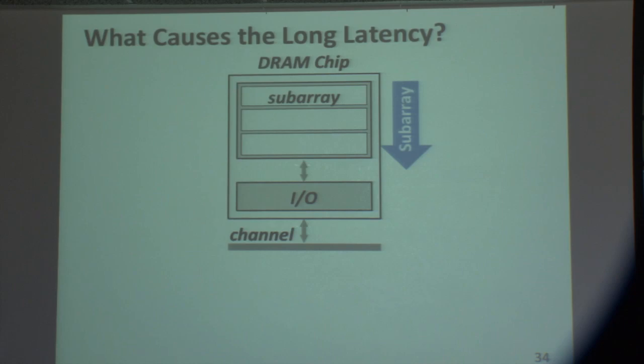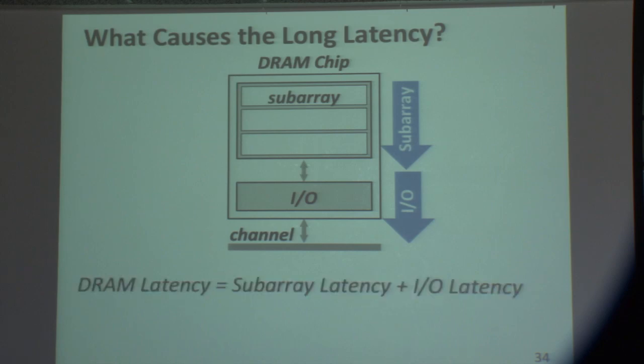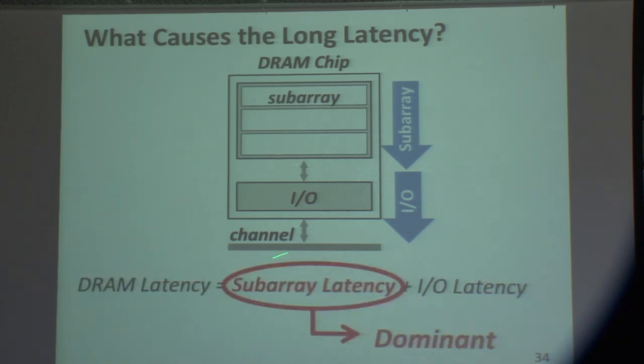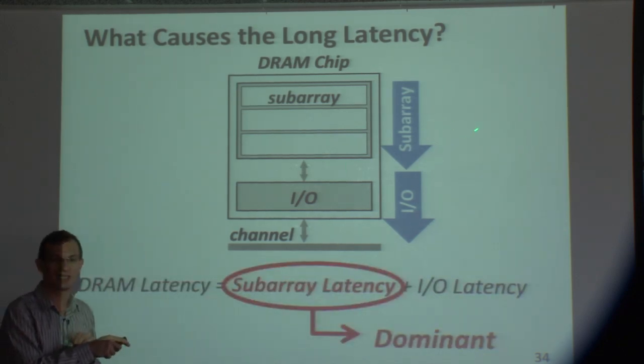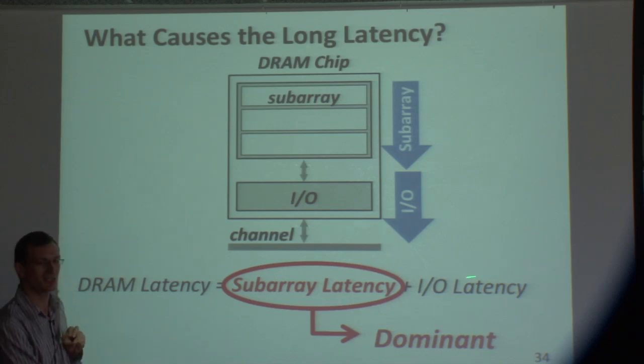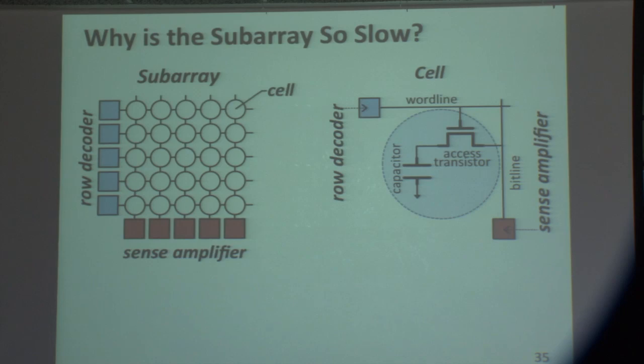And you can abstract this latency as the subarray access latency and the I/O latency, the routing latency of the data. And it turns out the subarray latency is the dominant latency in DRAM. Although this is also important, we're going to tackle the subarray latency over here. So why is the subarray so slow? I've given you that information.